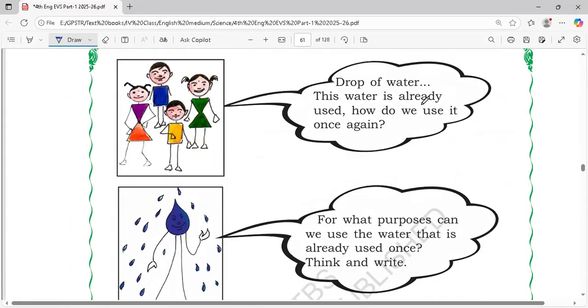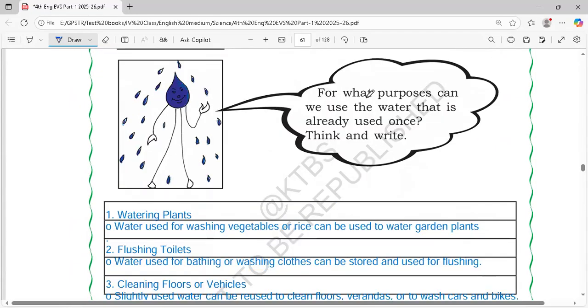Next, the student asked, a drop of water. This water is already used. How do we use it once again? For what purpose can we use the water that is already used once? Think and write.